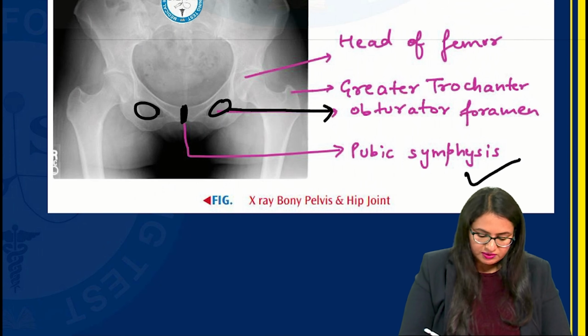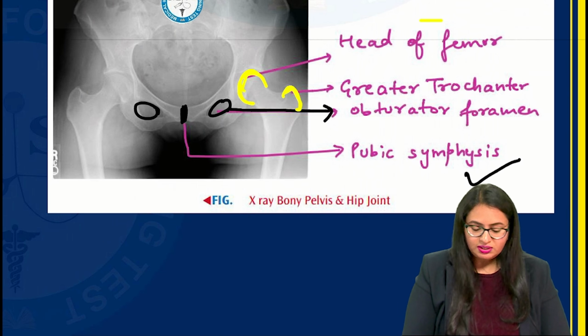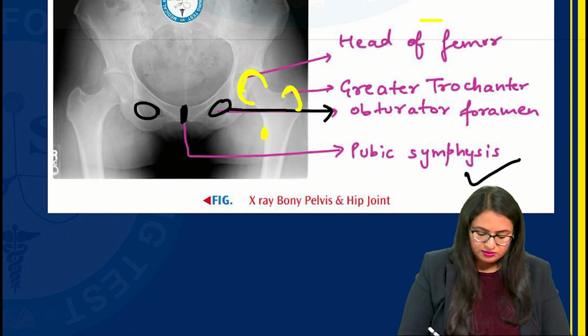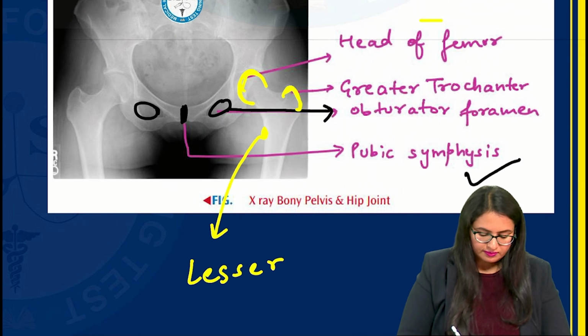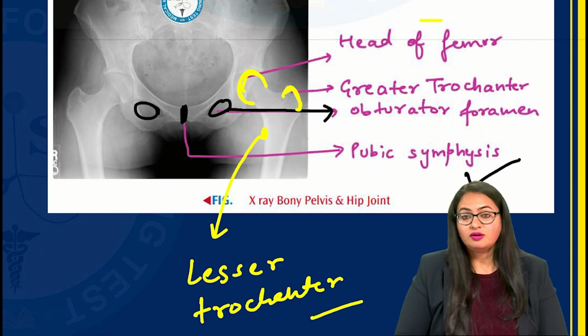Then coming to the femur, this is the head of the femur. At this location, this is the greater trochanter of the femur. And if any small prominence is present over here, that will be the lesser trochanter of the femur.